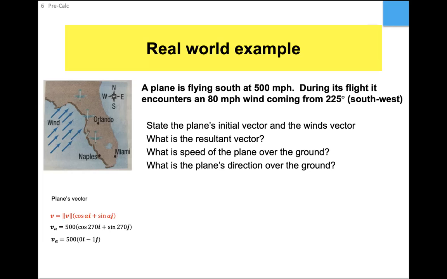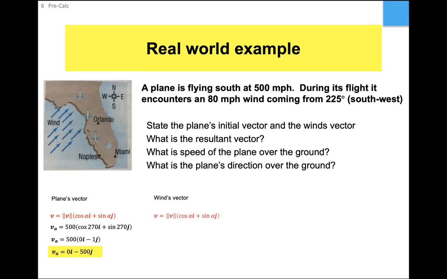All right, so you got a 0 for the cosine of 270. So when you distribute that 500 to the inside, I'm going to leave that there as a 0i. You don't have to. You could simply write it as minus 500j and it would be fine. I'll just leave it there just for the sake of clarity. So there's your plane's vector.